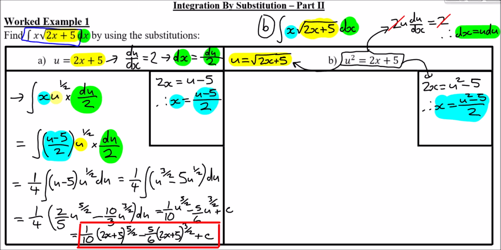So putting all those pieces together, the original integral will be transformed to the following. So x is u squared minus 5 over 2. Root 2x plus 5, we've seen, can just become u. I'm putting in brackets just to emphasise. Then dx is u du. So we've got our raw ingredients put in. Now it's just a case of neating it up and solving.